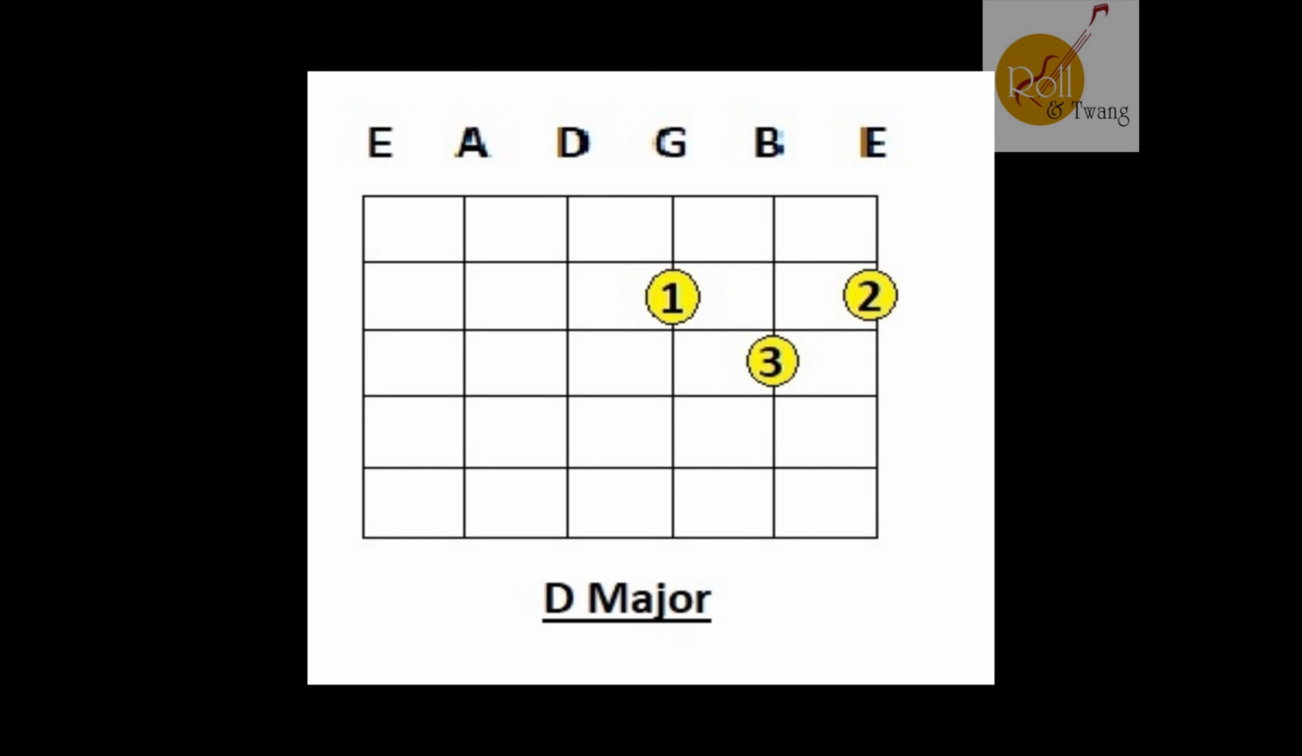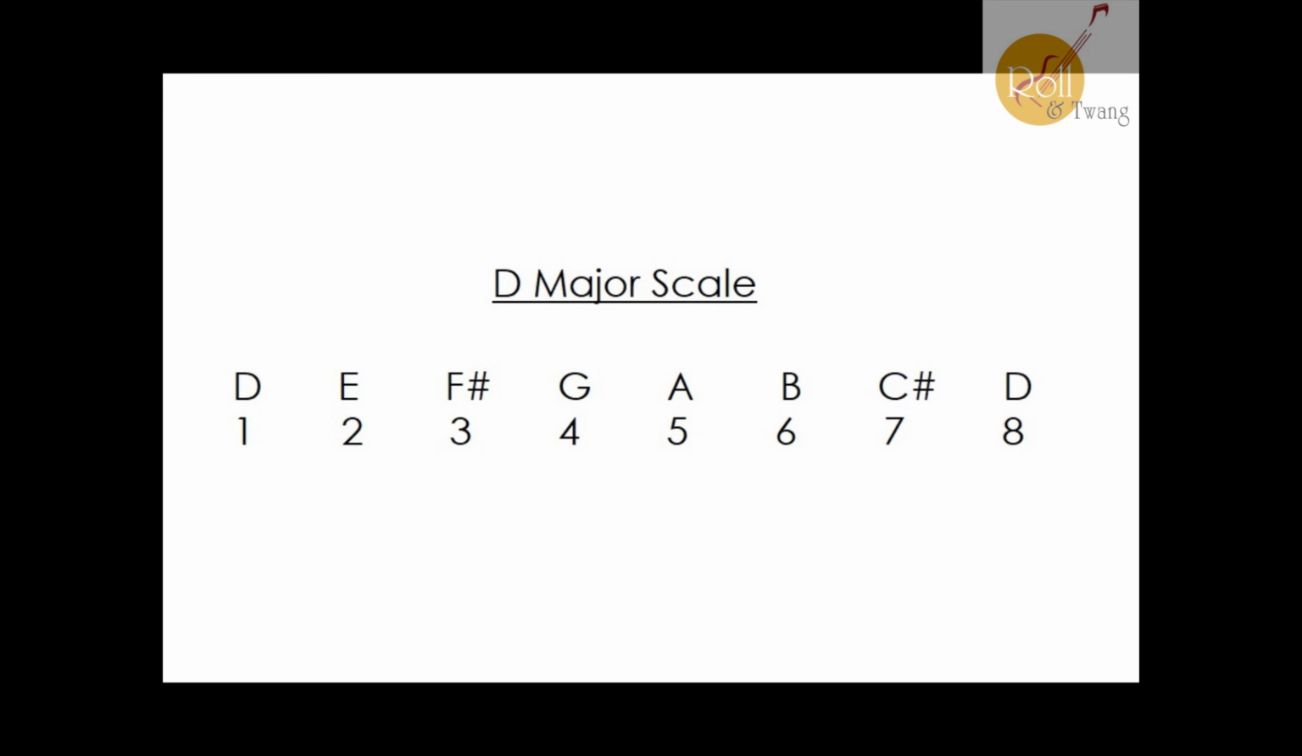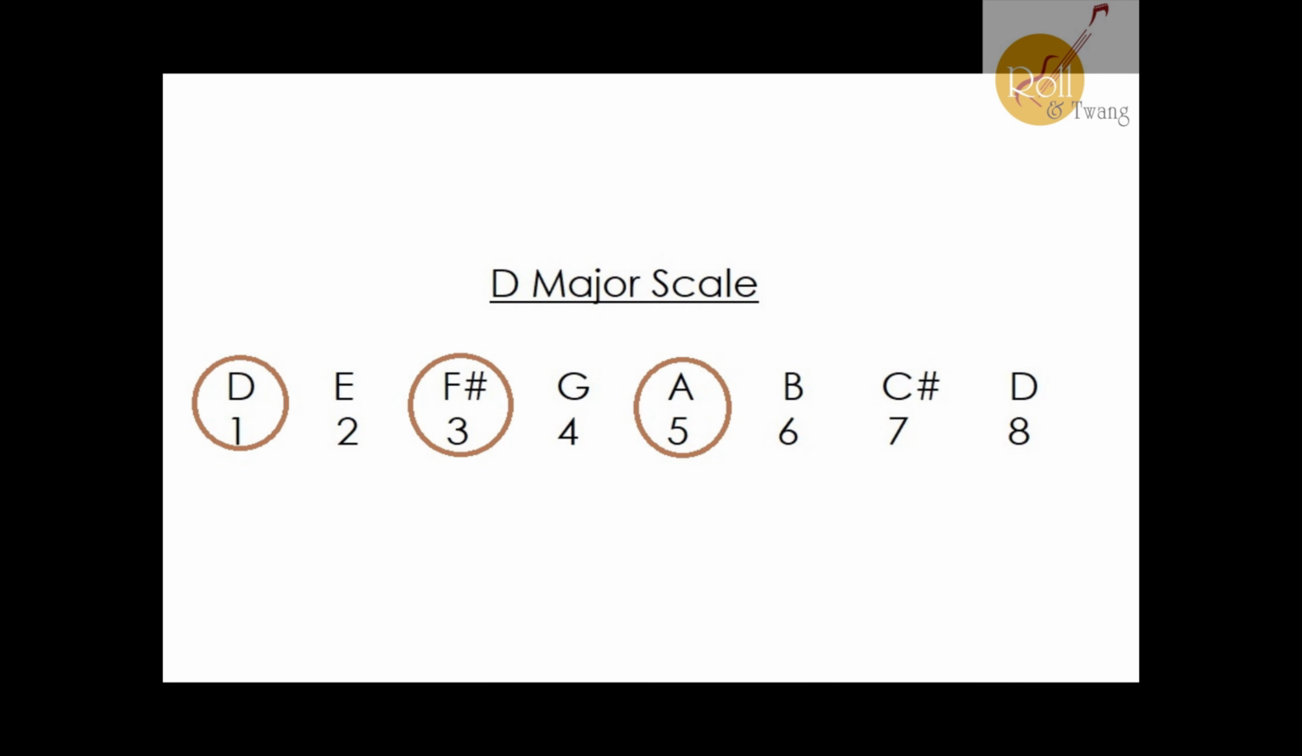Let's find out about the next two set of chords, which are D major and D minor. This is the open shape of a D major chord. And here are the notes of D major scale, which are D, E, F sharp, G, A, B, C sharp, D. Now the first, third, and fifth are D, F sharp, and A.